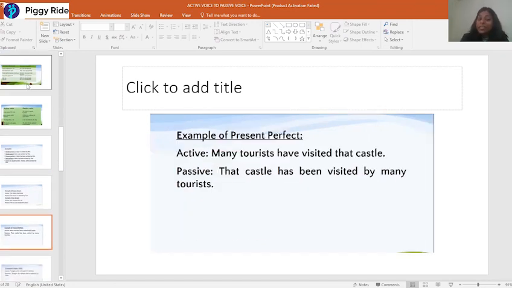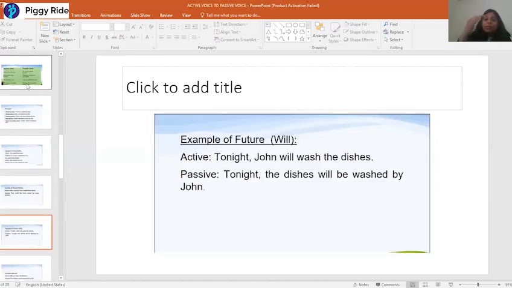Okay. Now example of present perfect. Active. Many tourists have visited that castle. Passive. That castle has been visited by many tourists. Okay, see how we are using the rules. Rules and regulations are very important, okay, while you are constructing sentences.